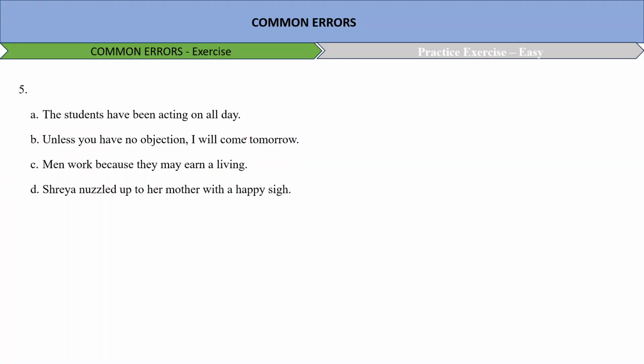The students have been acting on all day. Unless you have no objection, I will come tomorrow. Men work because they may earn a living. Shreya nuzzled up to her mother with a happy sigh. You see, here, option sentence A, I think the students have been acting up all day is appropriate, right?